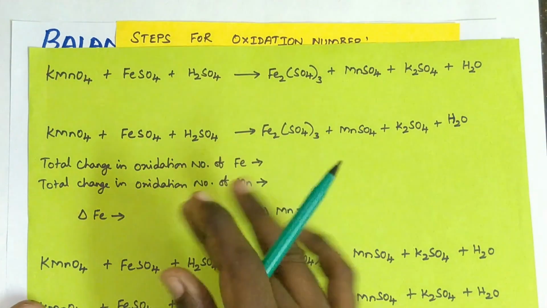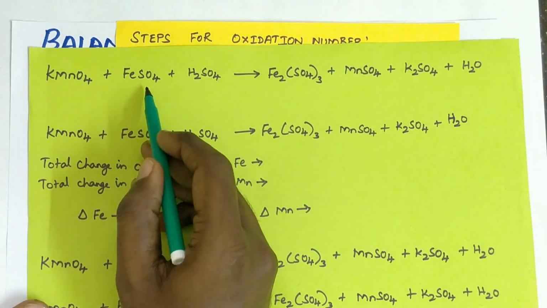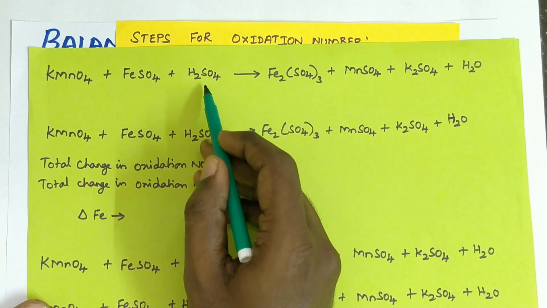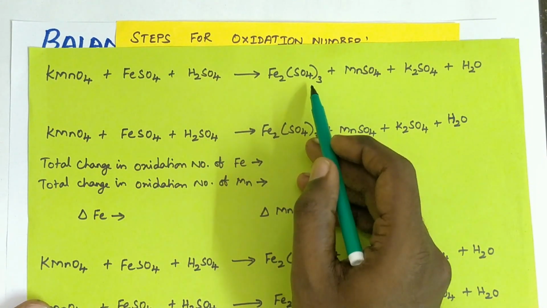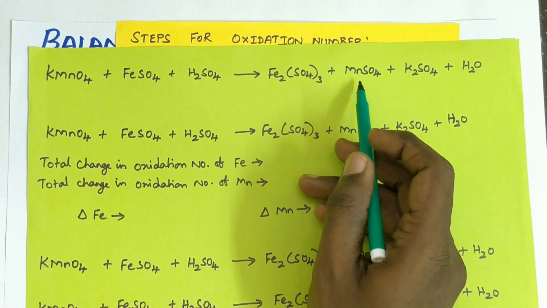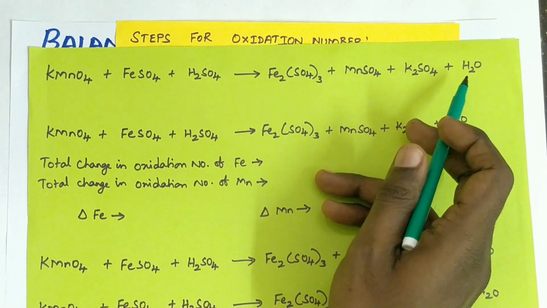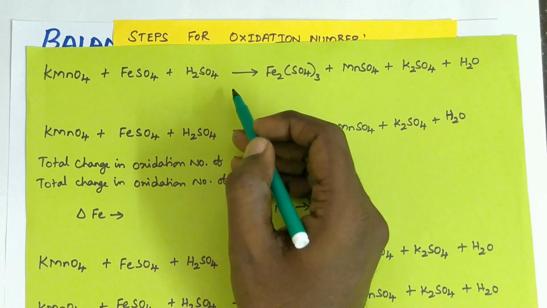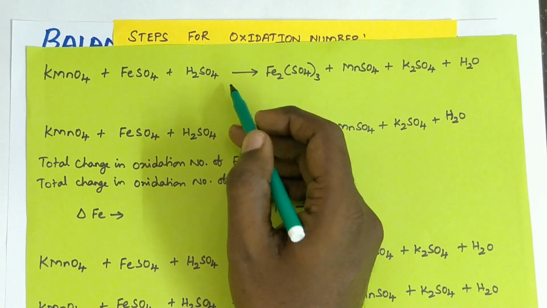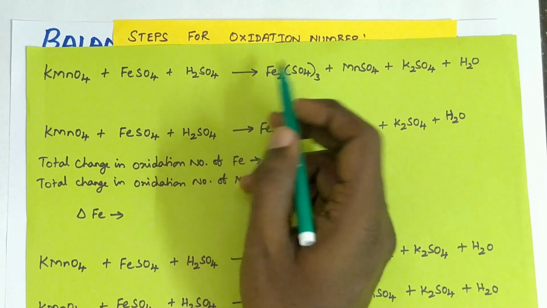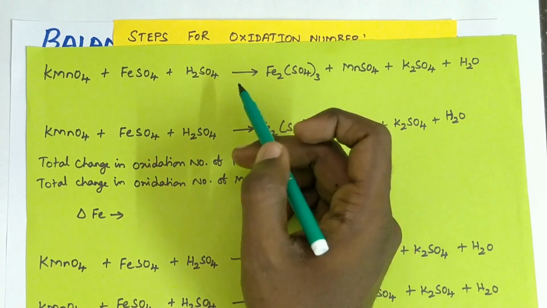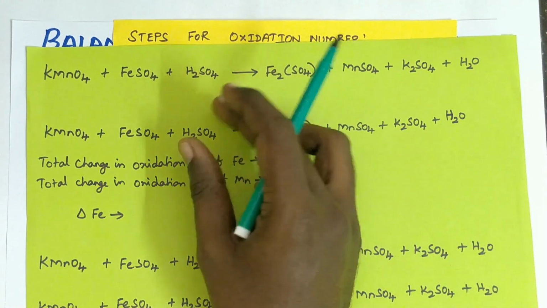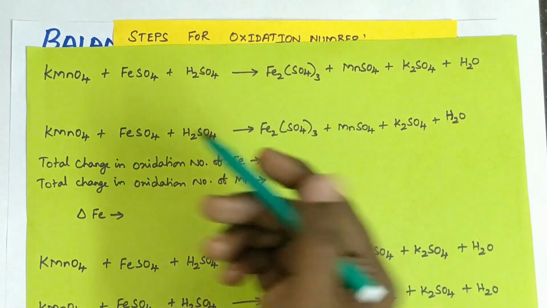The example problem given is KMnO4 plus FeSO4 reacting with sulfuric acid to form Fe2(SO4)3, MnSO4, K2SO4 plus H2O. In this equation we calculate the oxidation number of the elements before and after the reaction by using the electrons lost or gained, and using that we are going to balance this equation.